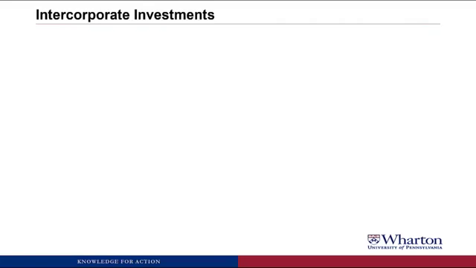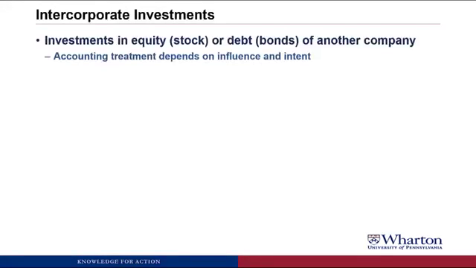So let me do a big overview of the different accounting methods for intercorporate investments, and then we'll, of course, dive in and look at some of these in more detail. So we're talking about investments in equity or debt of another company. Equity is you're buying shares of stock of another company. Debt would mean that you're buying the bonds issued by another company. The accounting treatment for these investments is going to depend on your influence and your intent for doing the investment.